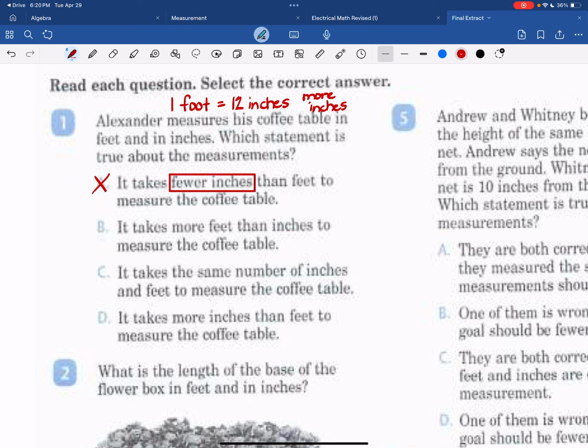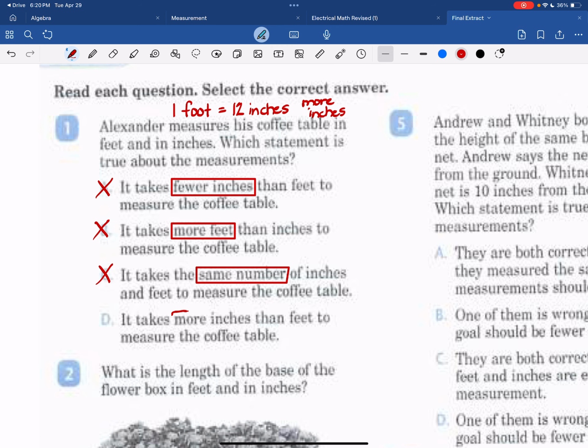It takes more feet than inches? No, it takes fewer feet than inches. Not true. It takes the same number of inches? That is not true, because we can see in our conversion that there are more inches than feet. It takes more inches. That's what I'm looking for. That's the one that we want. I hate these kind of questions. They mess with my mind, but they're part of math.